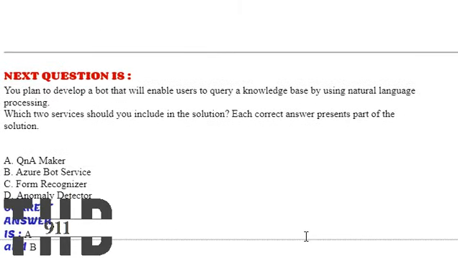And next one. You plan to develop a bot that will enable users to query a knowledge base by using natural language processing. Which two services should you include in the solution? Option A, QnA Maker. Option B, Azure Bot Service. Option C, Form Recognizer. Option D, Anomaly Detector. The correct answers are option A and B.